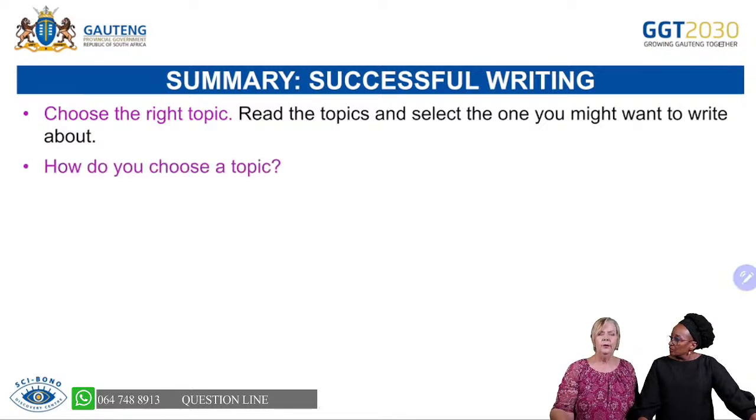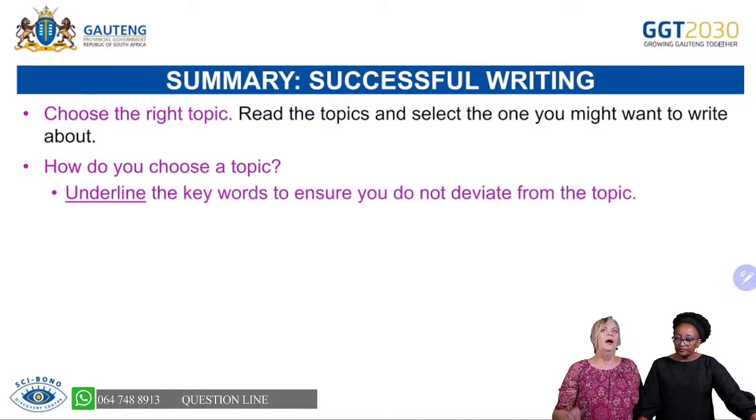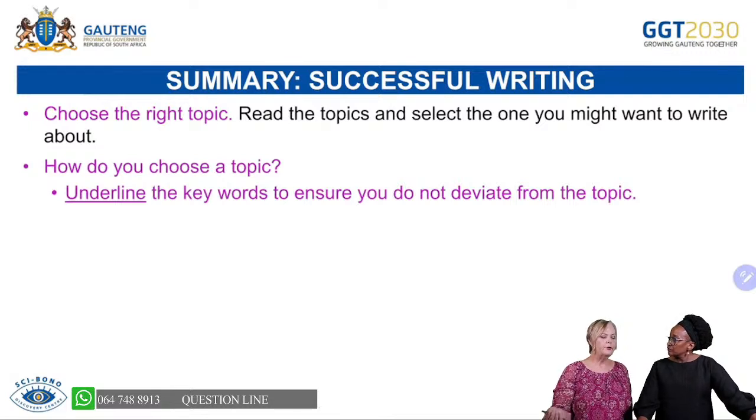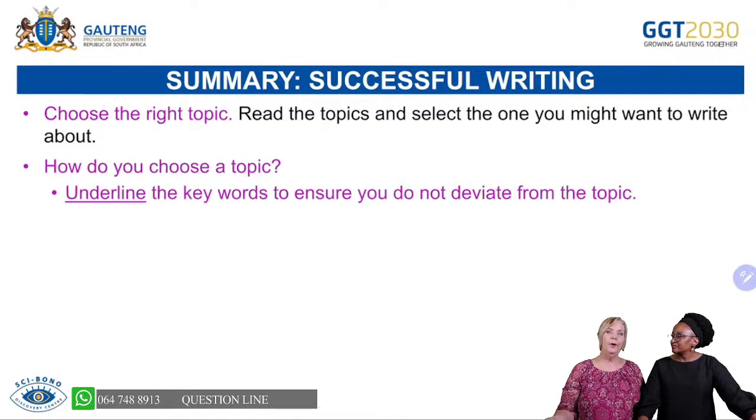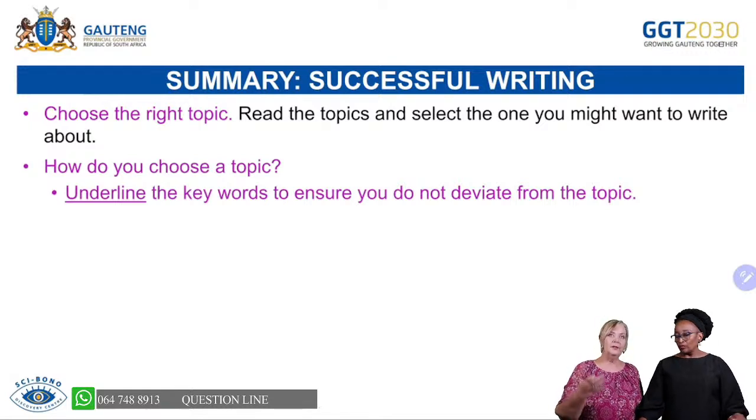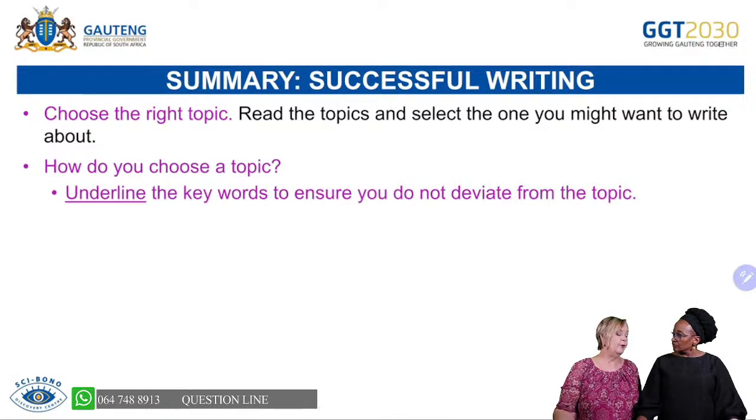And then also vocabulary. Now, when you see a topic, you need to underline the keywords to ensure you do not deviate from the topic. Often it happens that a learner chooses a topic and thinks, oh, this is the one that I want to write about. And then halfway through, 30 minutes into writing the essay, they reach a wall. And that becomes a problem because you can't start over again. So now you have to go past that hurdle. So that is very often a problem.